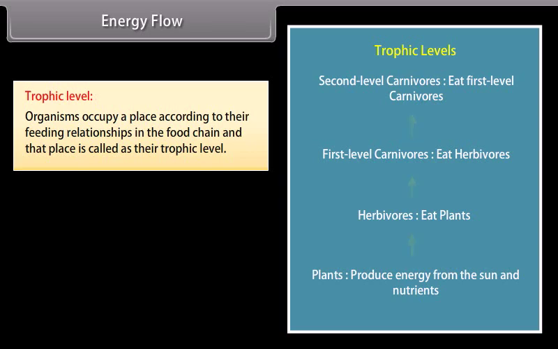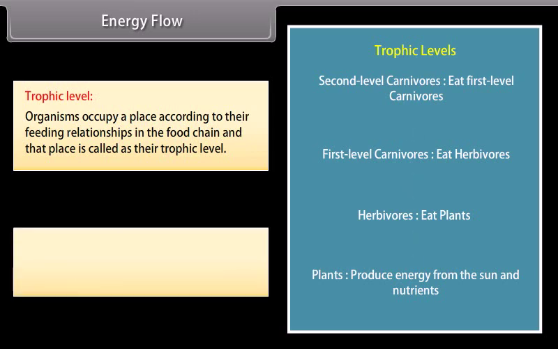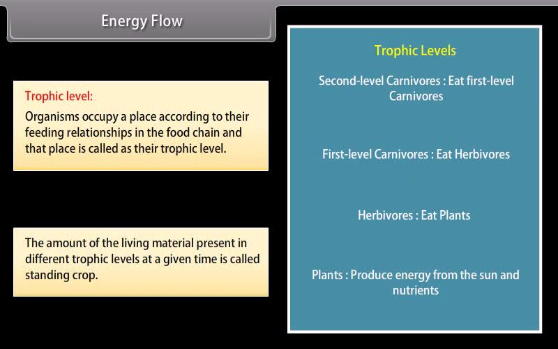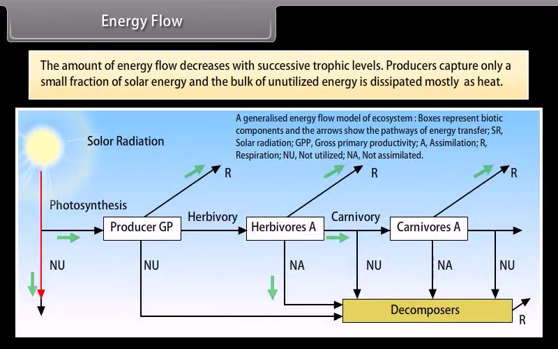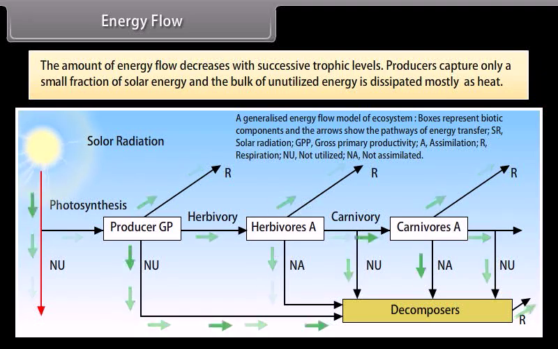At the fourth level, second level carnivores are present because they eat first level carnivores. The amount of living material present in different trophic levels at a given time is called standing crop. The amount of energy flow decreases with successive trophic levels. Producers capture only a small fraction of solar energy, and the bulk of unutilized energy is dissipated mostly as heat.